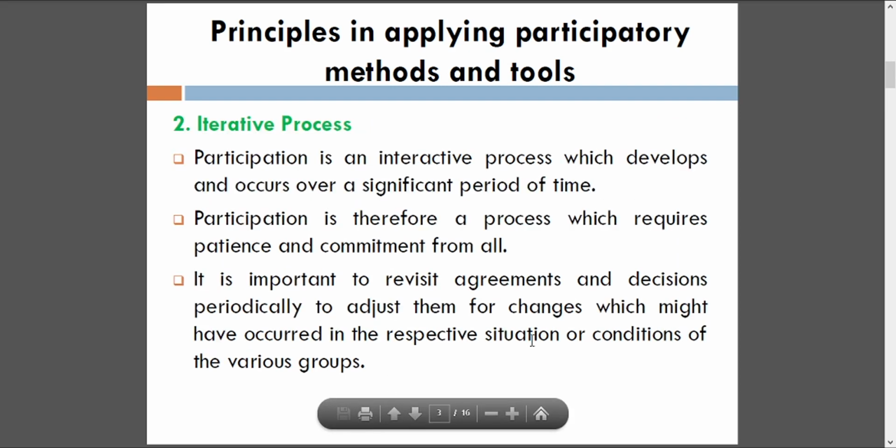The second principle is interactive process. We see that participation is a very interactive process which develops and occurs over a significant period of time. So we therefore see that participatory methods and tools would require to be used with a lot of patience and commitment from all community members.